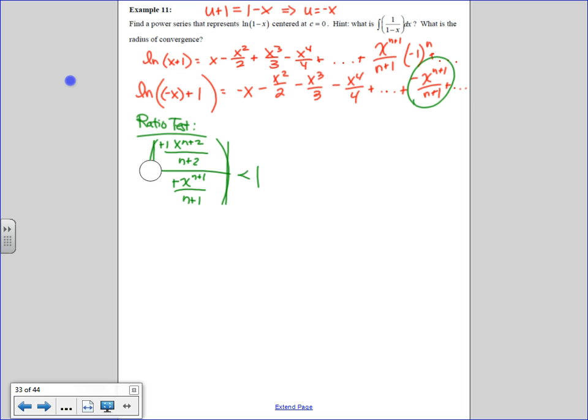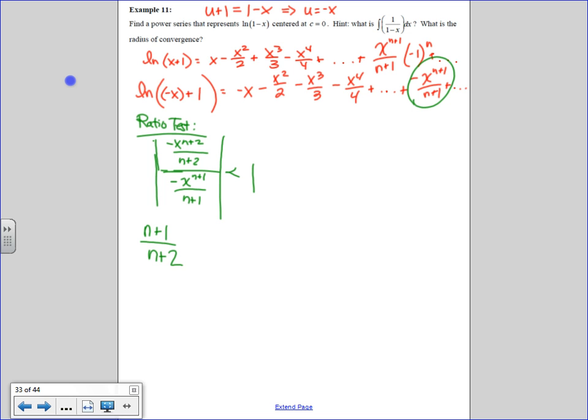I'll show you why in a second. Because remember, x's can be lots of different things. So since x's can be lots of different things, I need to keep them in absolute value because they could be negative or positive, which would mess everything up. Okay, how would I do this? I could do n plus 1 all over n plus 2, right? Multiply by the reciprocal.